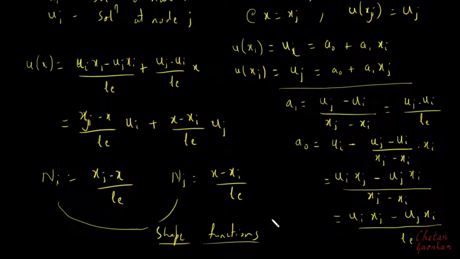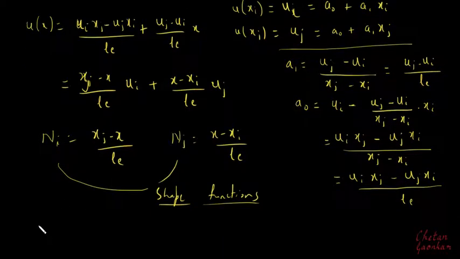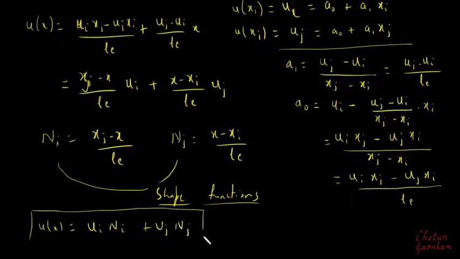The other method by which the shape function can be derived is Lagrange's interpolation function, which we will be seeing in the later topics. But for the time being, consider this as the way of deriving the shape function, a very important concept in the finite element method. So finally, I can write this solution as ui Ni plus uj Nj, and this will be our trial function in the finite element method.